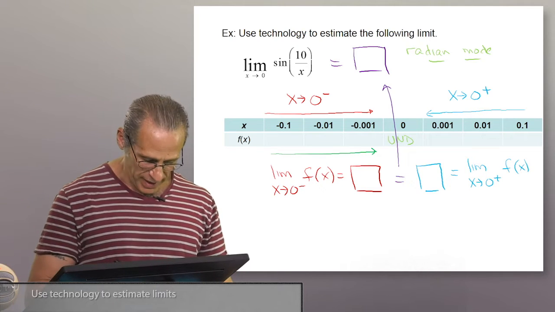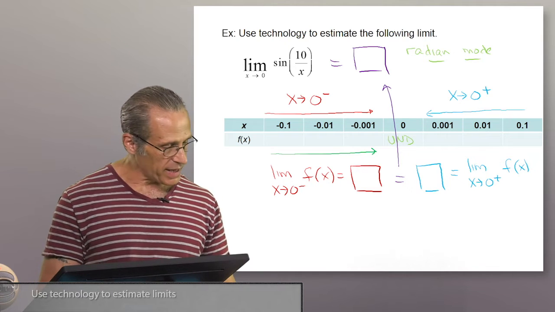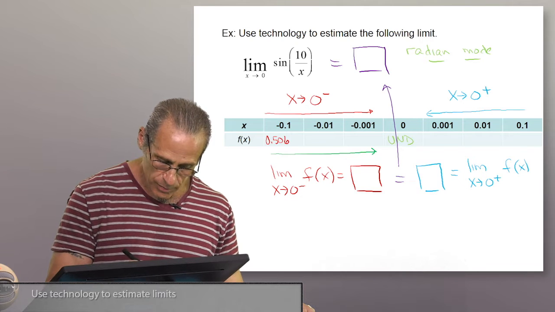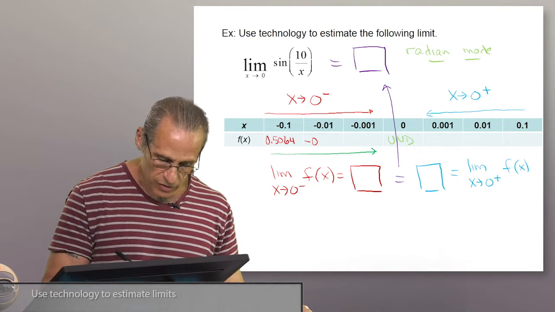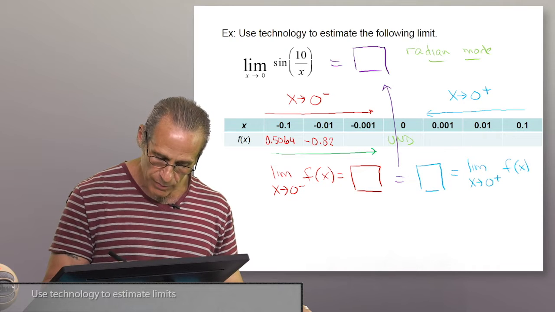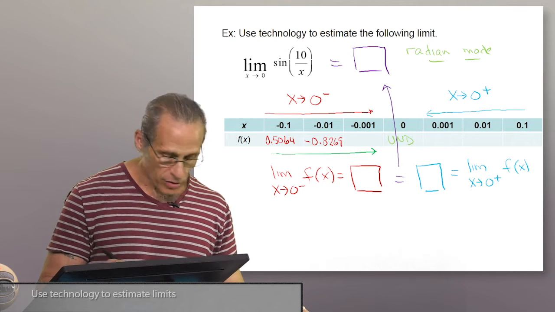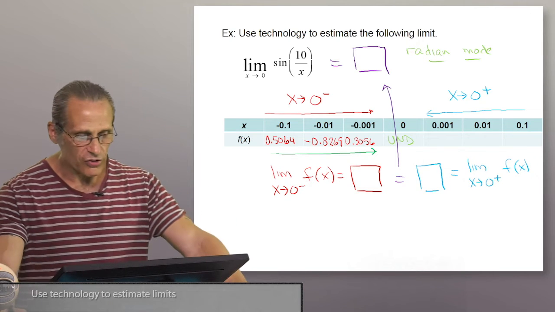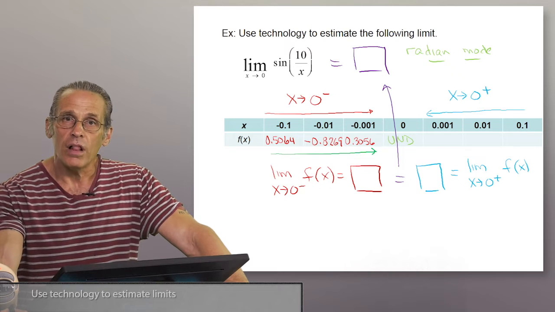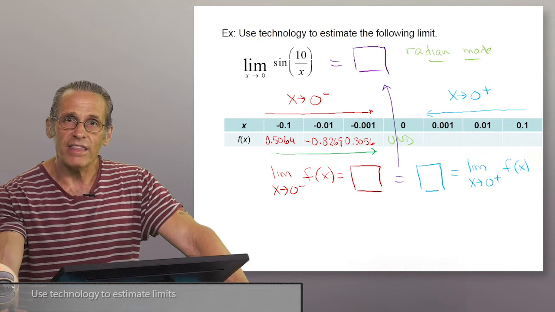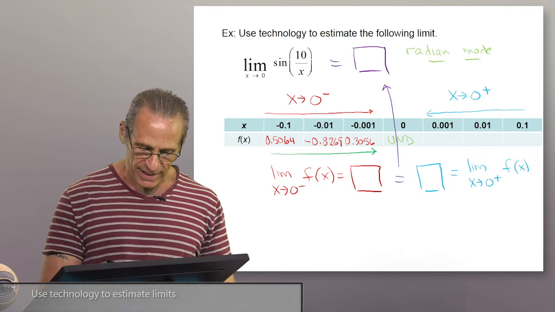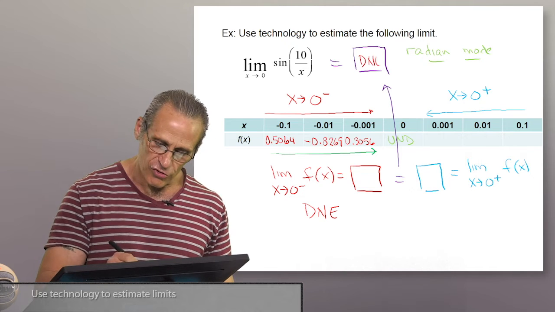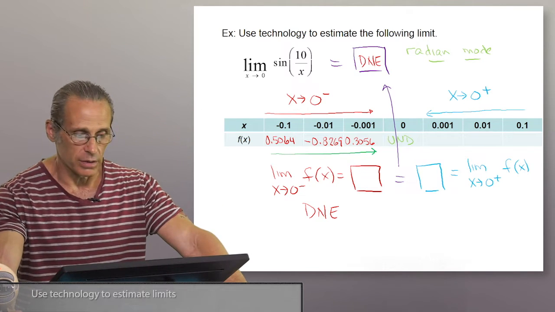Now, off of the table feature in the calculator, I'm going to write in these corresponding outputs, which are 0.5064, negative 0.8269, and 0.3056. And it sure does not look like I have a left-hand limit. Those outputs don't seem to be nearing anything at all. In fact, I would like to conclude that my left-hand limit as I approach 0 does not exist. That in and of itself tells me my answer does not exist for my two-sided limit.